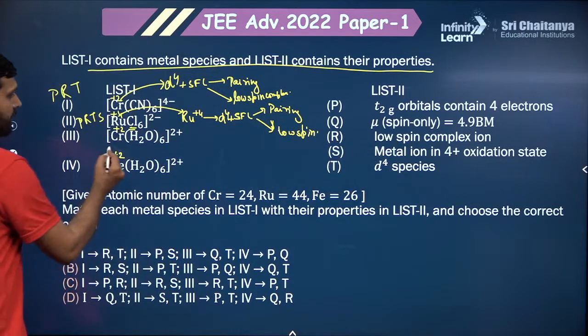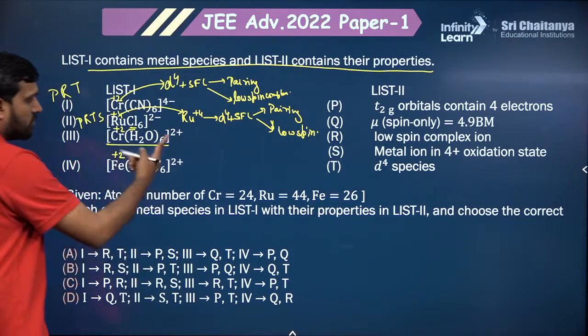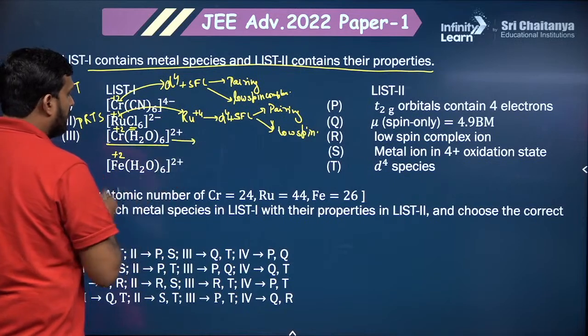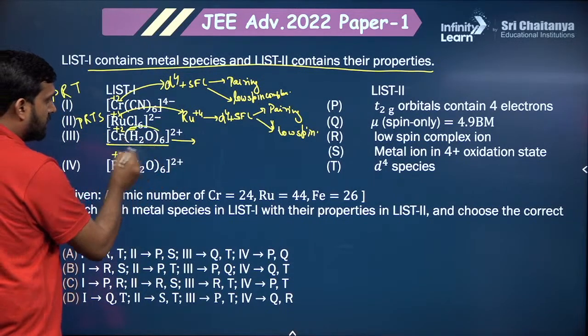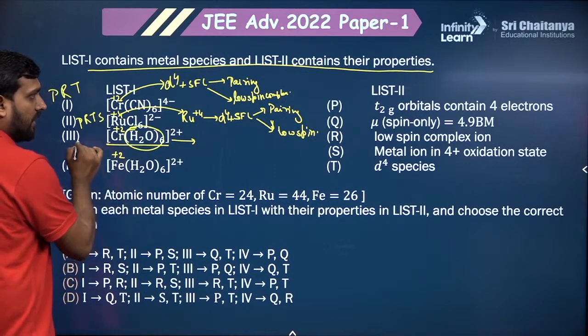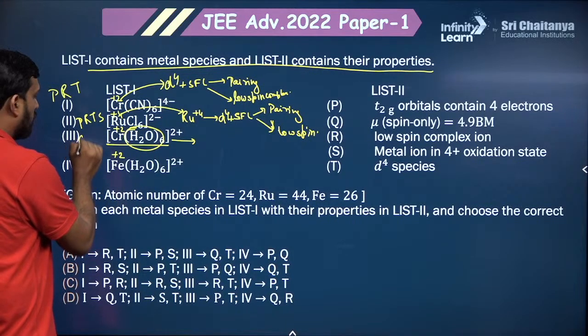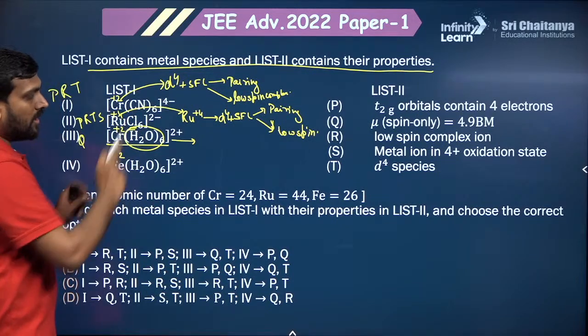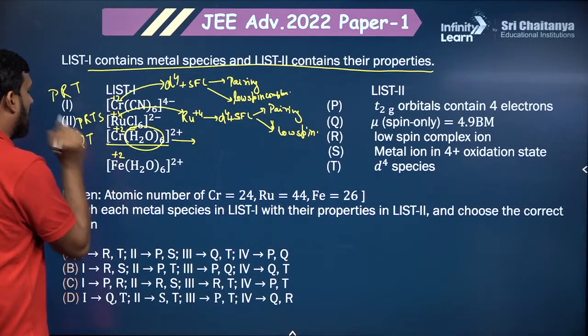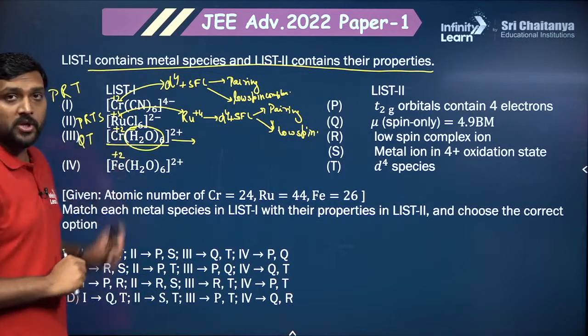Okay, now going for the next option, that is the chromium H2O. So here it will be having D4 configuration. And no pairing will take place, as this is the WFL. So basically P will not match with this, Q will match with this, because there are 4 unpaired electrons, not a low spin complex, it's basically a high spin complex. Okay, so it will be Q and T option.